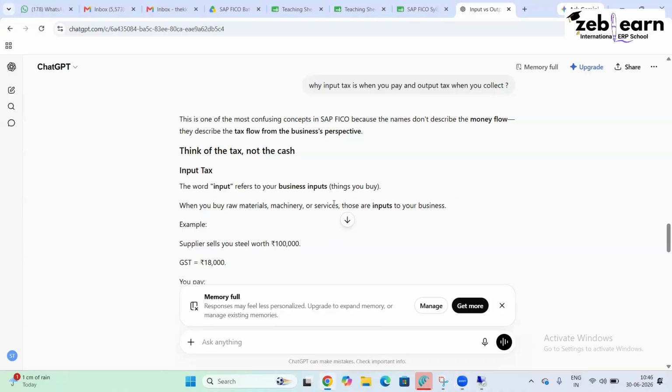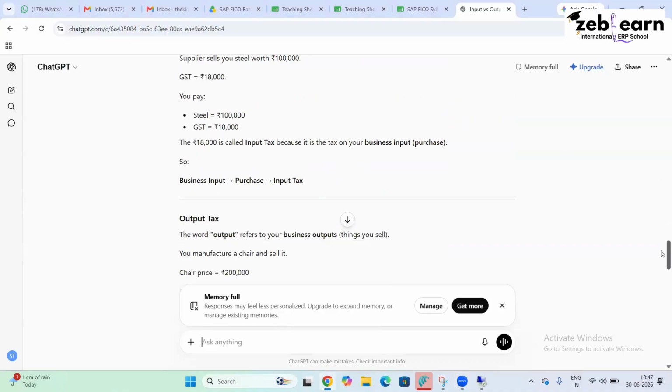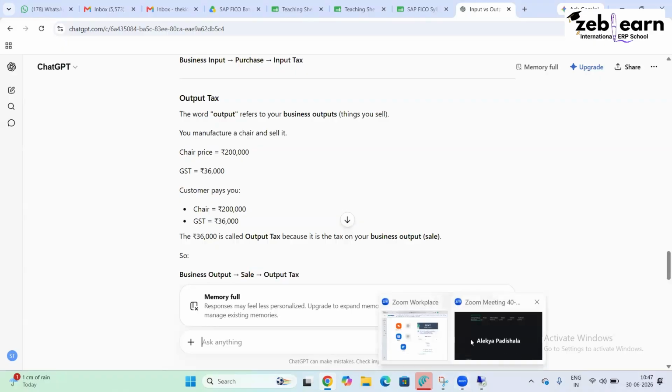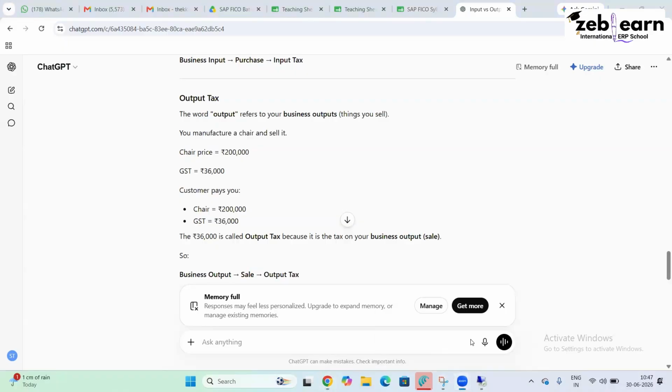Okay. So now, output tax. The word output refers to your business outputs, things you sell. You manufacture a chair and sell it. Chair price 2 lakhs, GST 36,000. Customer pays you 2 lakh 36,000. The 36,000 is called output tax because it is a tax on your business output. Understanding input and output tax? Very good. This is very important to understand. Once you understand this, the other things become very easy.